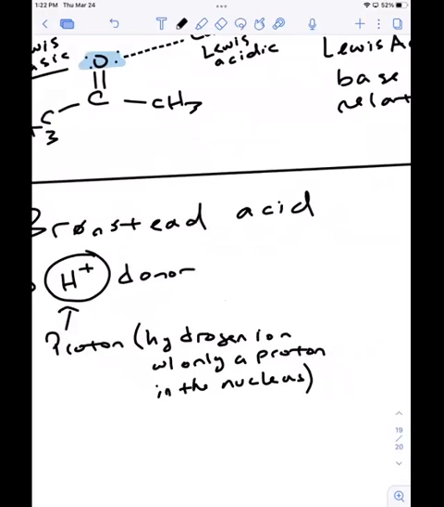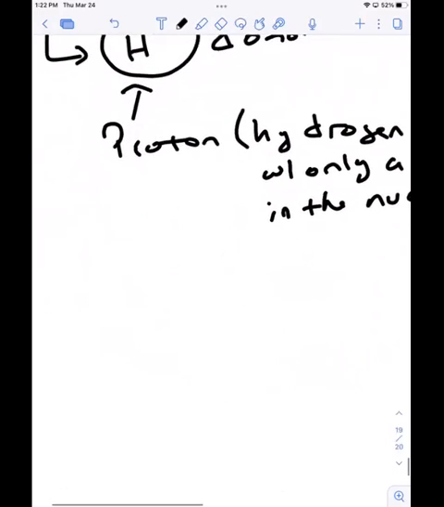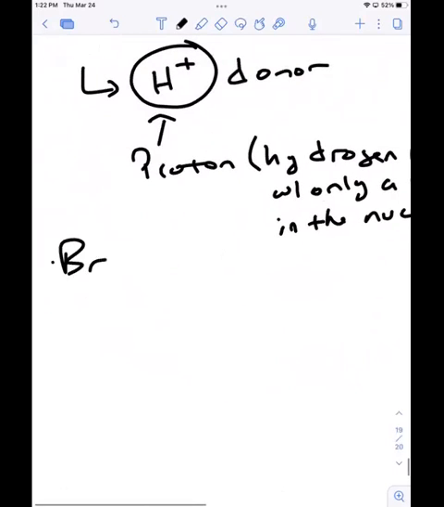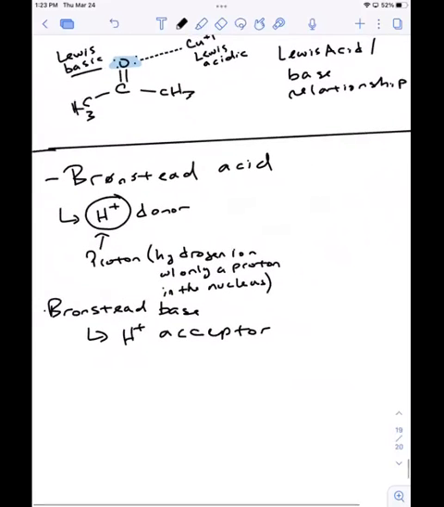So a proton donor, that's what a Bronsted acid is. It gives away H+, so it'll have a proton somewhere that's able to be donated to what we call a Bronsted base. So a Bronsted base is a proton acceptor, right? So Bronsted bases react with Bronsted acids to transfer protons between them.